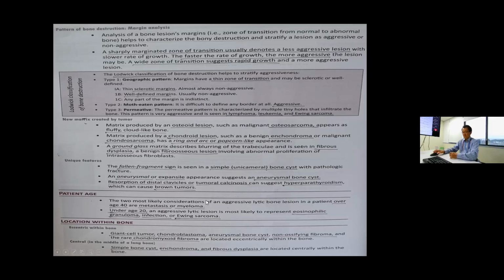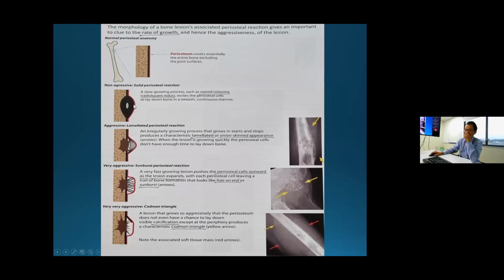And periosteal reaction also makes a difference. Very aggressive, you just see here the moth-eaten, sunburst, something like that. And then a Codman triangle, that's all malignant.